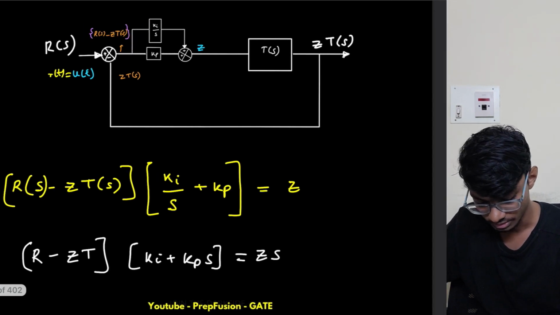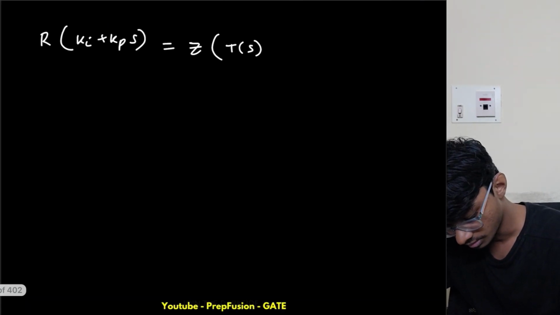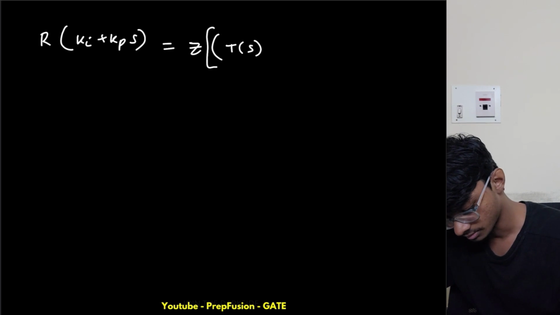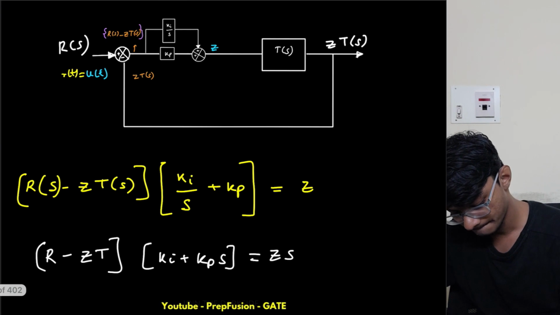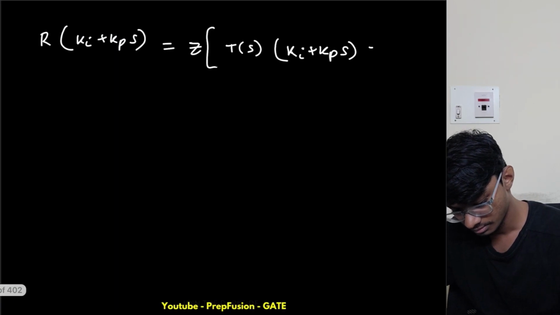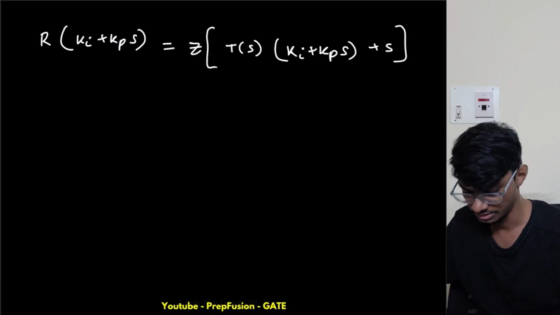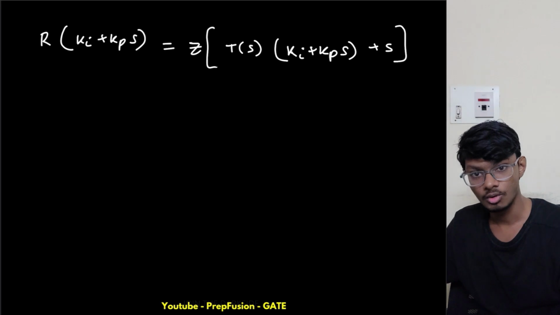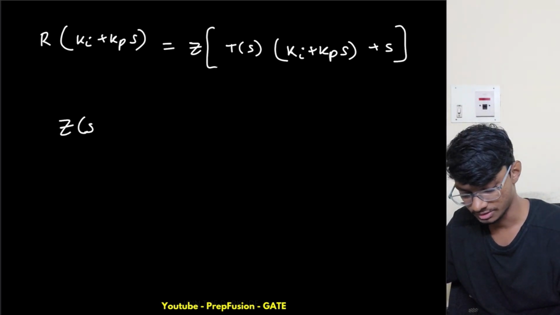And this also has this term, right? So I will take this as common, and what I will do is, into ki plus kps plus s. So now I can find the expression of Z of s. What is Z of s?